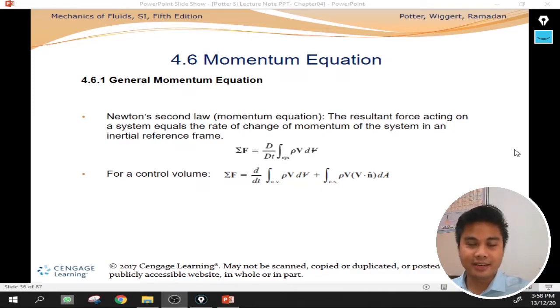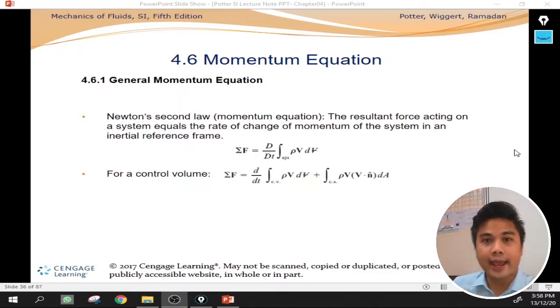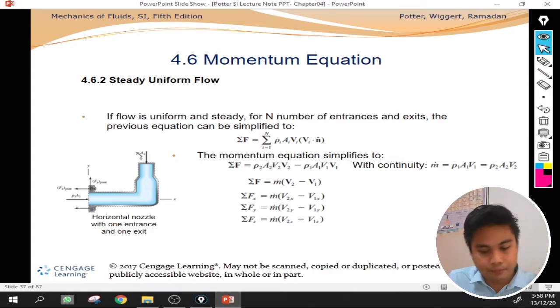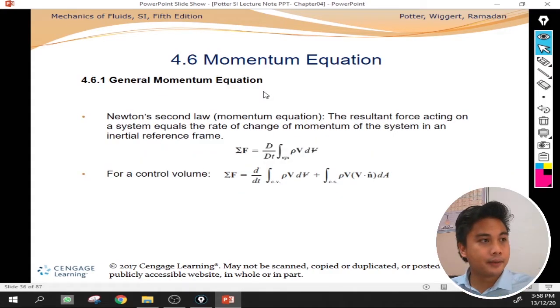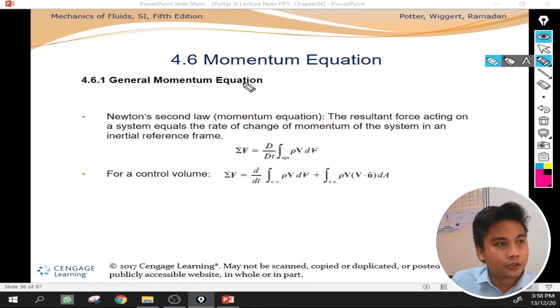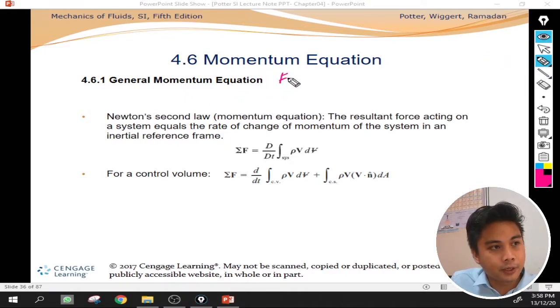As generalized, the momentum equation comes from Newton's second law, which is F equal to ma. So we write here F equal to mass times acceleration.